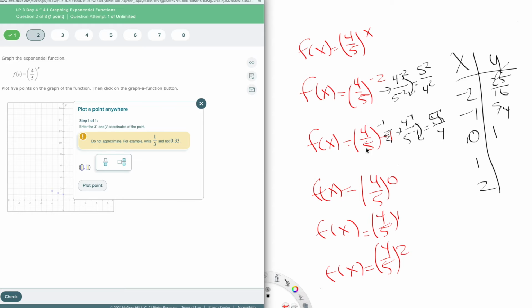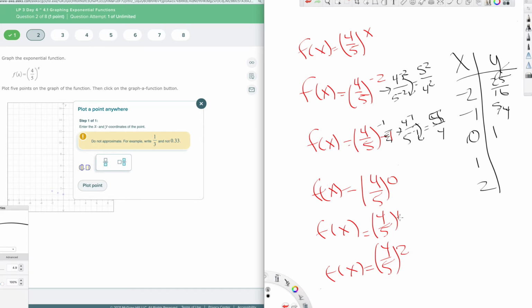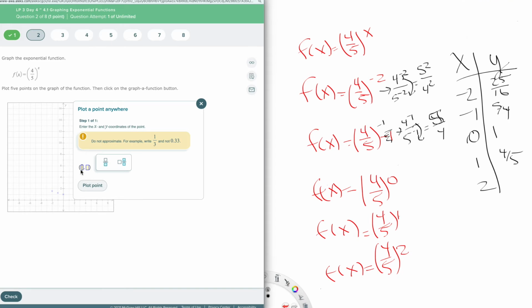And then let's see, if I have 1 here, well, that's just going to be 4/5. That's not going to change anything. So 1 and 4/5 plot. And then if I have 2, it's going to be 4 squared and 5 squared. But I don't have to switch their spots. So it's going to be 16 over 25. I'm going to plot that point.